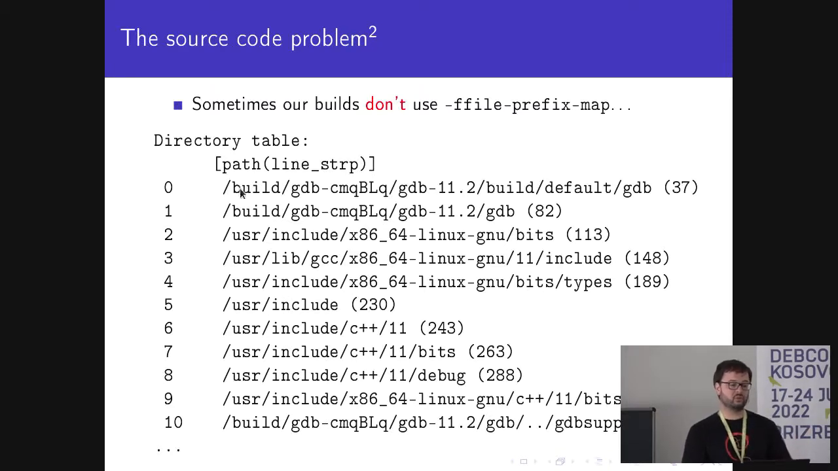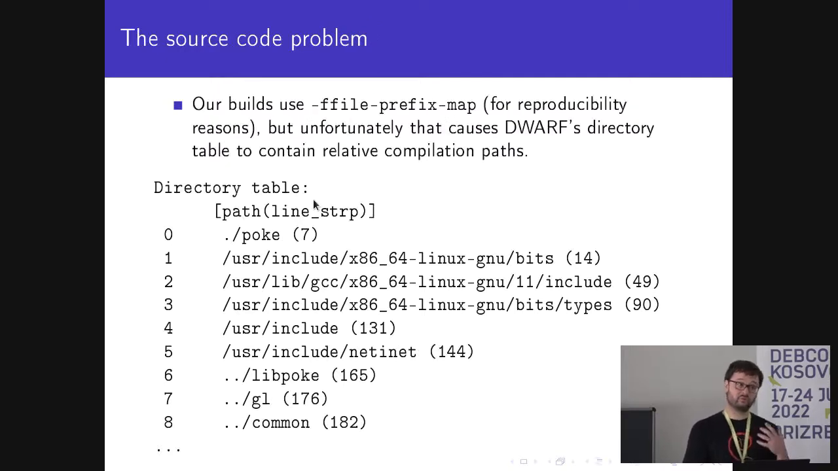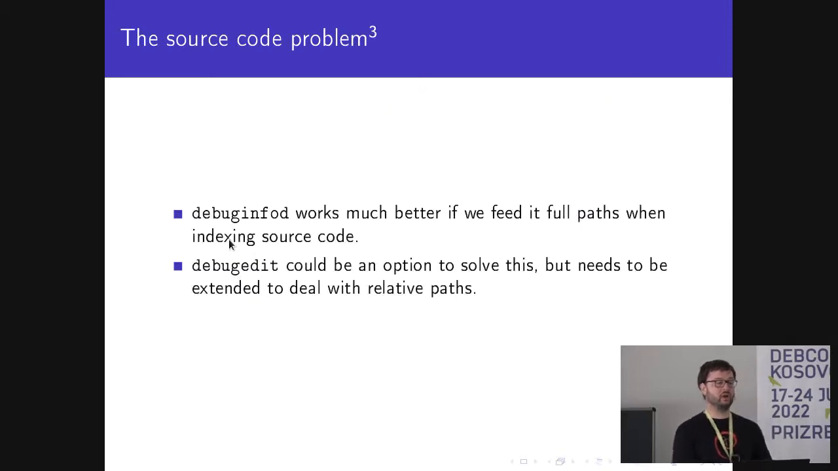So for GDB, for example, it would work because the path is full. But for poke and for a lot of other stuff that uses the file-prefix-map flag, it won't work because it's a relative path. So I am trying to hack this tool, trying to see what I can come up with, and let's see if I can fix this problem.